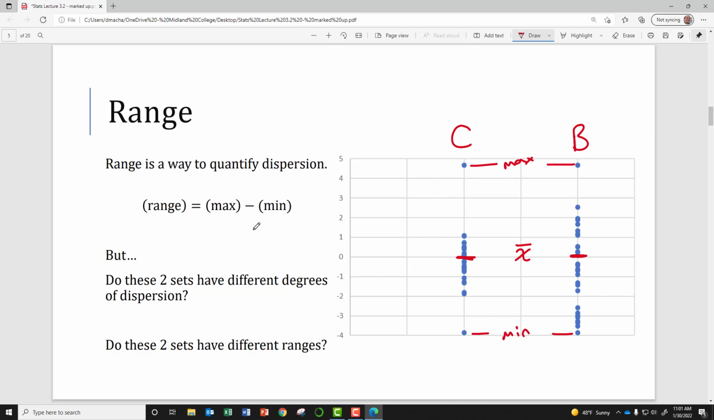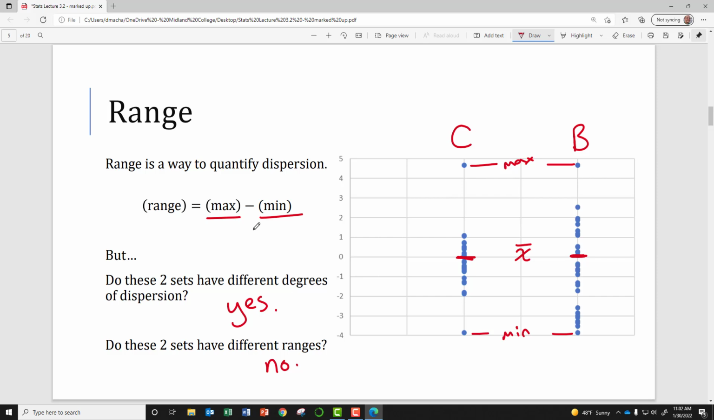Just me personally, I would still think that the measurements in B are more spread out than the measurements in C overall, because in C, most of them fall here. And of course we have some outliers, but for data set B, the measurements seem to be more spread out over a larger range. So even though these technically have the same range, right? Because if you have the same maximum and the same minimum, that means you have the same range of the data set. And so I would still say that they have different degrees of dispersion despite having the same range.